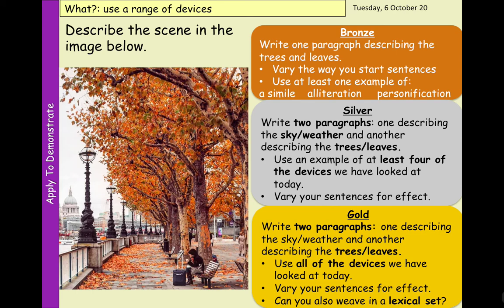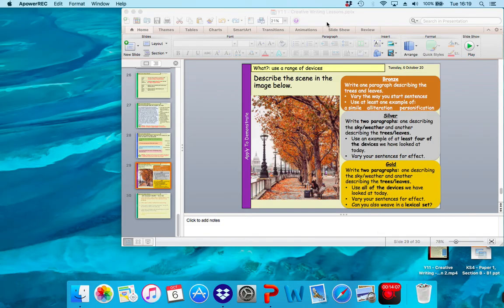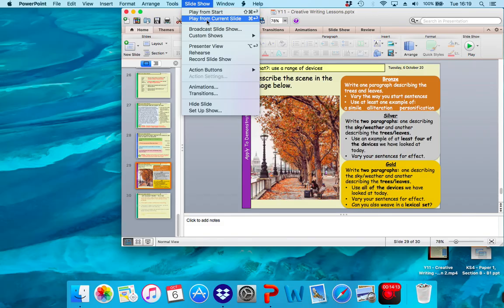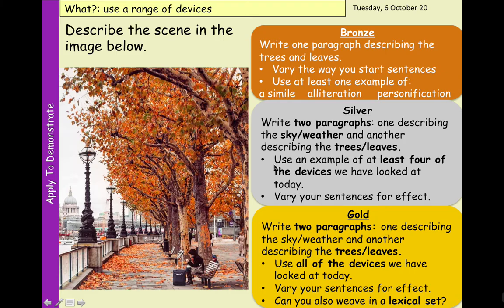For gold, use all of the devices we have looked at today. Vary your sentences for effect, and can you also weave in a lexical set to push your description further? So spend a good amount of time writing your paragraphs. Go back through the slides if you need any ideas, even revisit the last lesson on sentences, and try to write some very detailed descriptive paragraphs about this scene. So pause the video while you write your paragraphs.